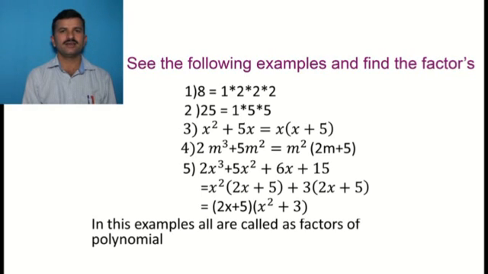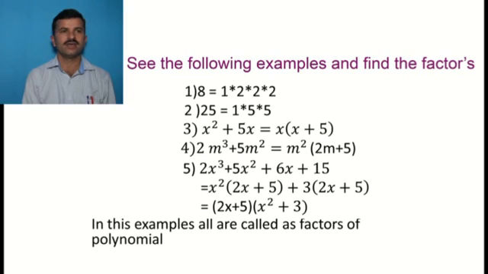First example, 8. 8 can be written as 1 into 2 into 2 into 2. That means 8 can be written in the form of multiplication. Second example is 25. 25 is equal to 1 into 5 into 5. That means 25 can be written in the form of multiplication.